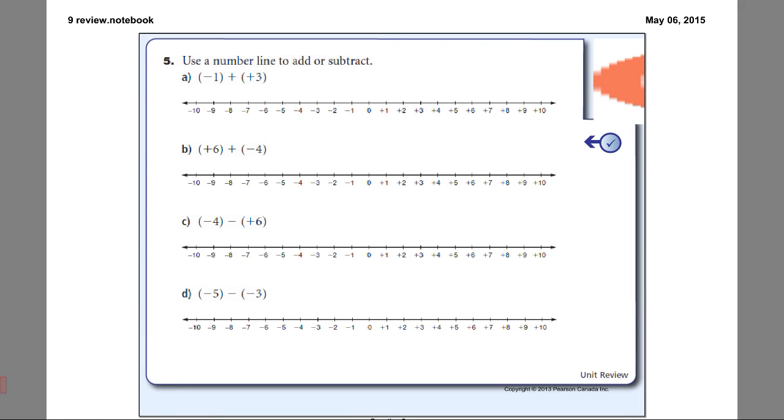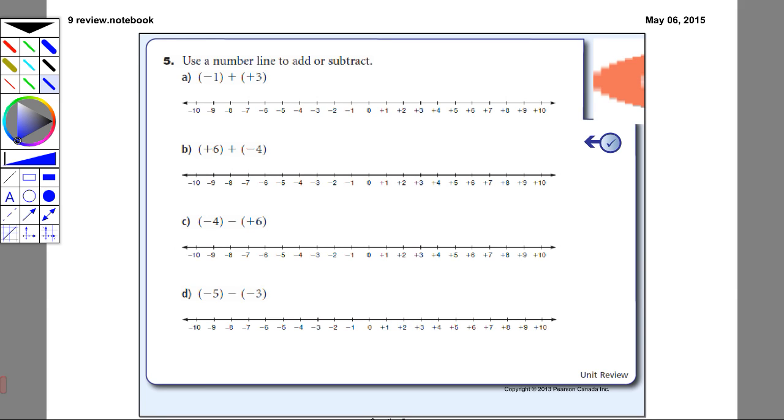Question number 5. Use a number line to add or subtract. So when you're using the number line, you need to start from 0. And we're going to go left, -1. That's our first number. And plus +3 is just going to be +3. So 1, 2, 3 to the right. So my answer is going to be +2.